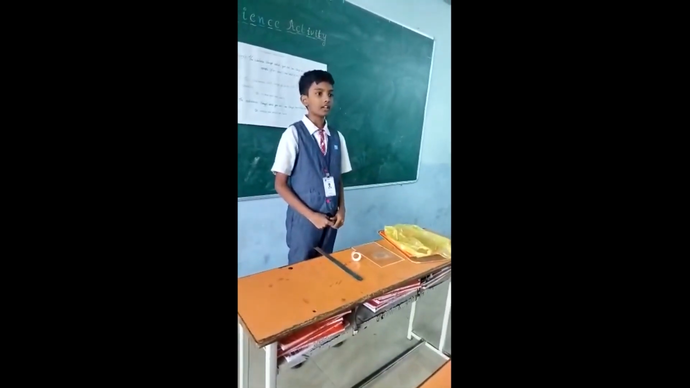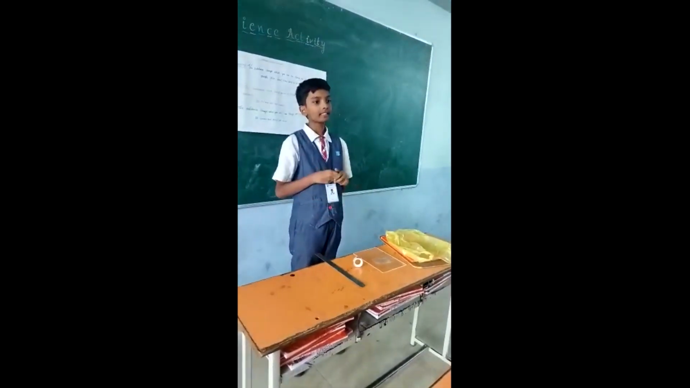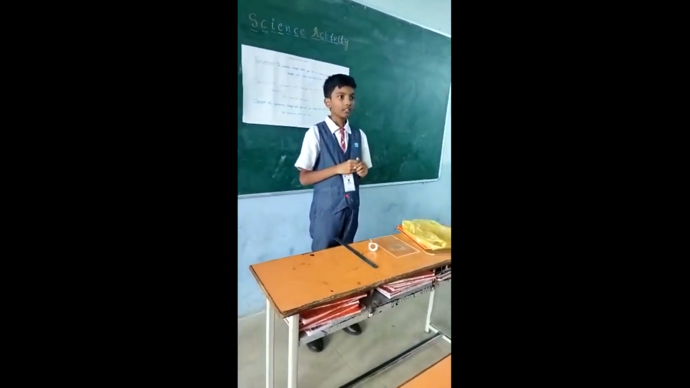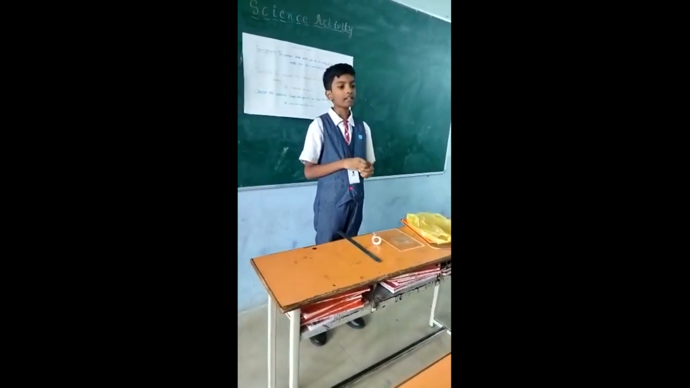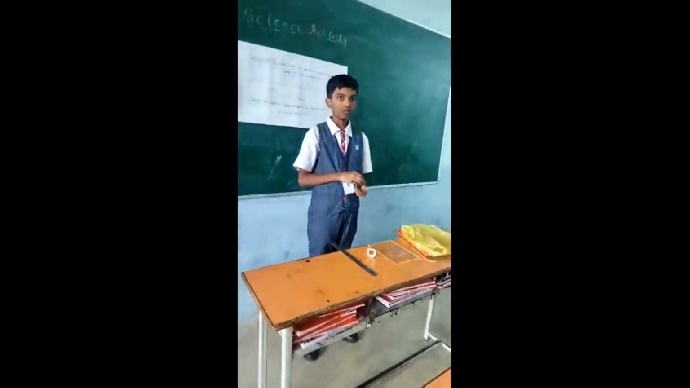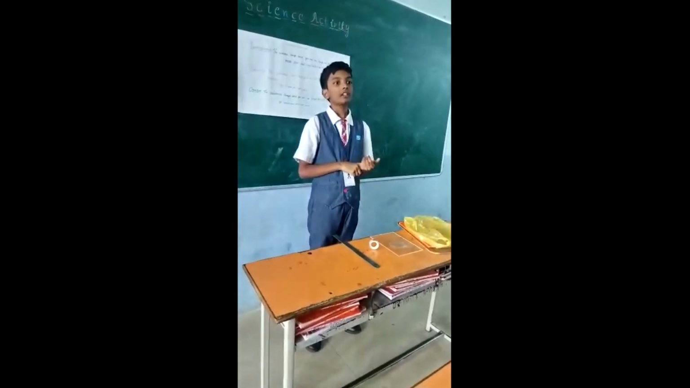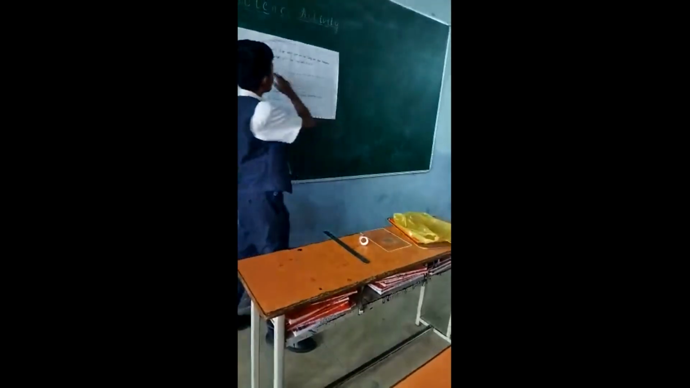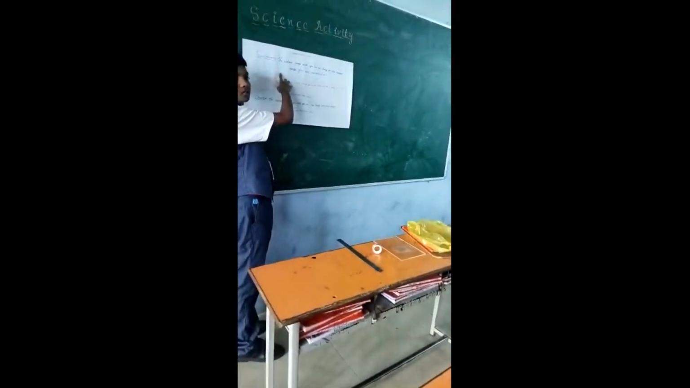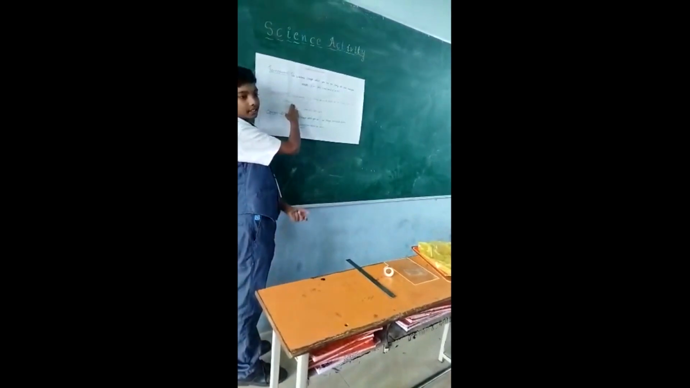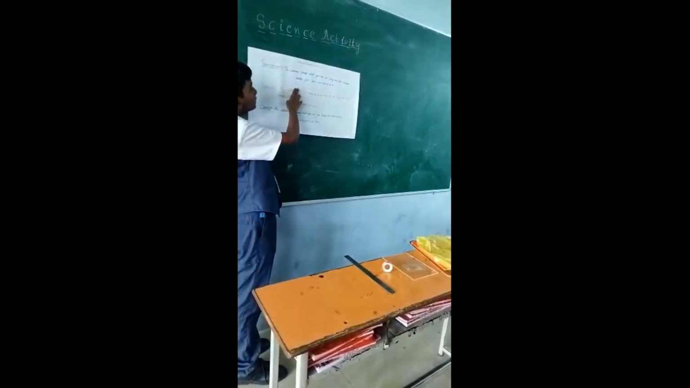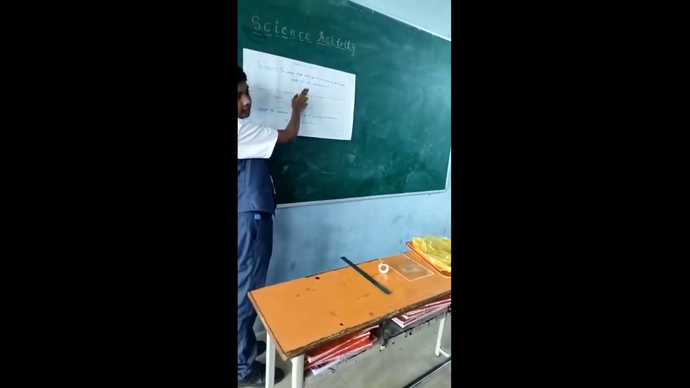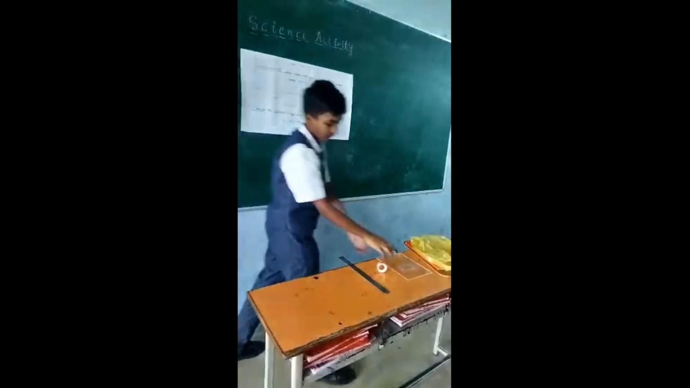Today I am going to explain to you about our science activity about transparent, translucent and opaque. Our first topic is transparent. Transparent substances are those through which you can see things. Examples: blackboard, windshield of a car, etc.